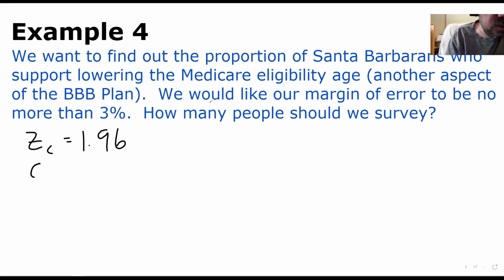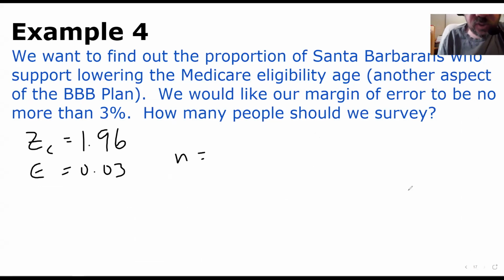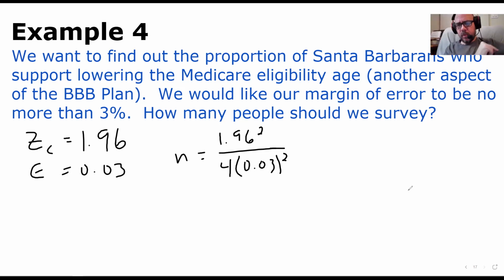The margin of error, E, is 0.03. That's all we needed, right? So N is, I want to make sure I'm getting this right, I always forget this formula: Z sub C squared over 4E squared. So Z sub C squared, so we're at 1.96 squared over 4 times 0.03 squared. This is the number of people I should survey. So I'm going to jam that in my calculator.